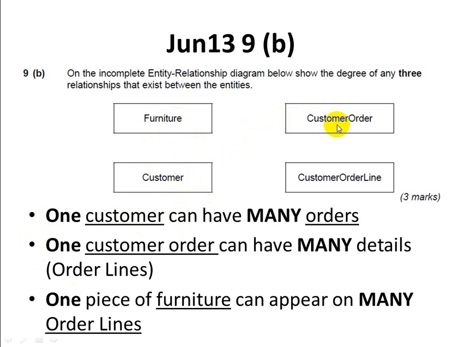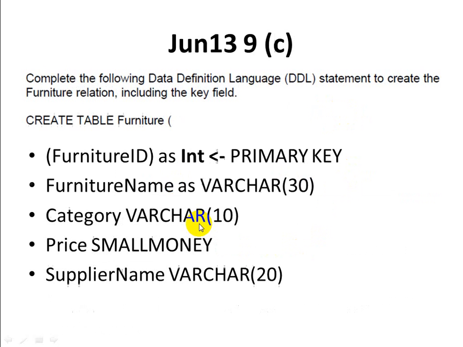One customer order can have many order lines or details, and one furniture item can appear many times on the order line. Okay, so one is to many, one is to many, one is to many. That would be fully normalized.